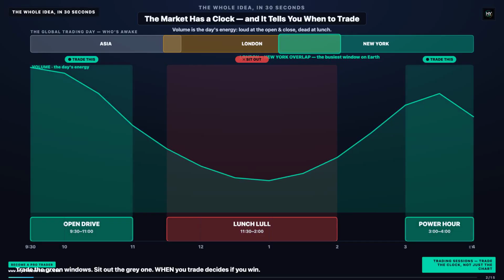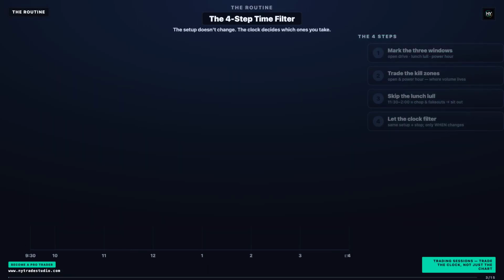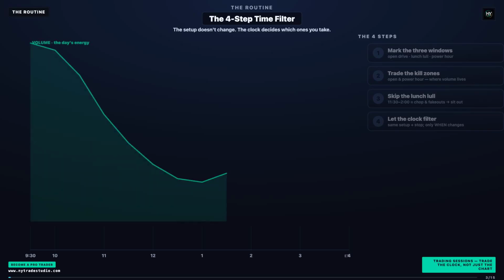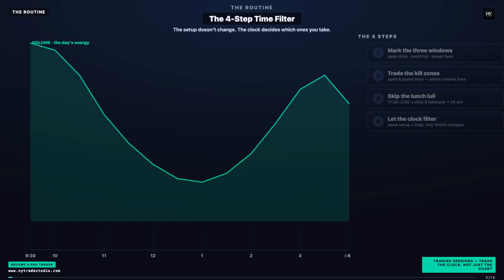You trade when the market is loud and you sit out when it sleeps. When you trade decides whether you win. Let's build the simple routine. Here is the routine that turns the clock into an edge. 4 steps, and you run them on every single day.